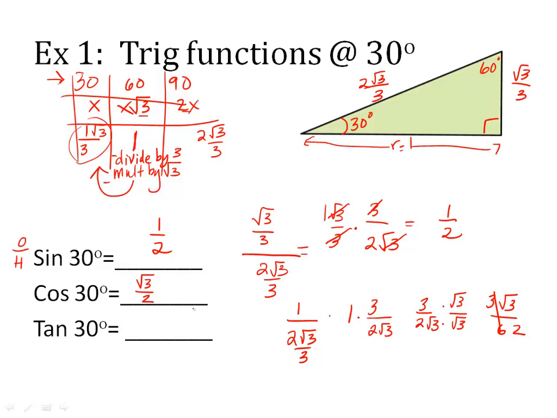And lastly is my tangent. Remember, that's opposite over adjacent. So the opposite side is square root of 3 over 3 over adjacent, which is a 1. So thankfully, that one's pretty easy to solve. But you can see, by knowing just that unit circle's radius, I can find the three sides of this triangle.